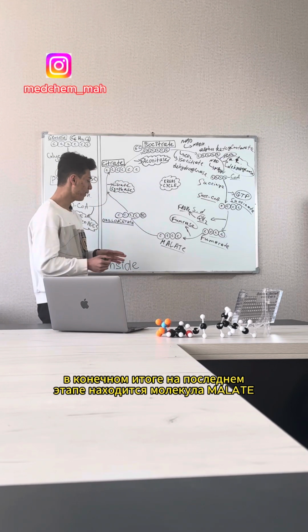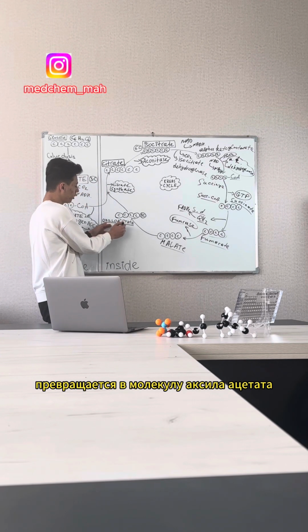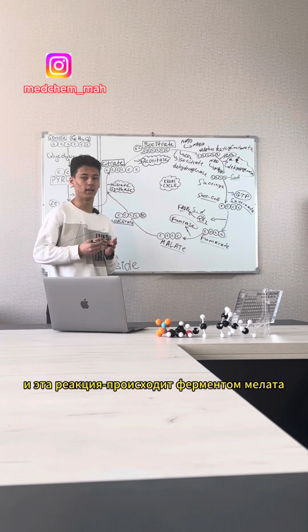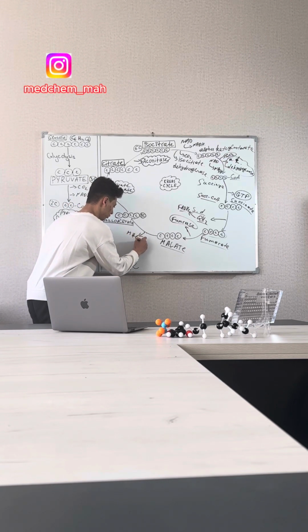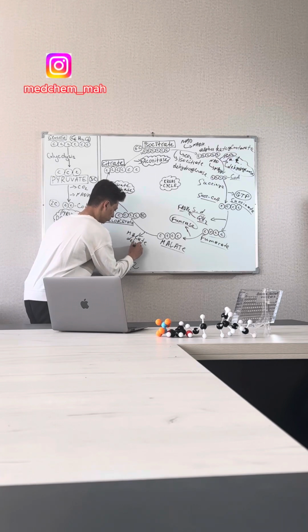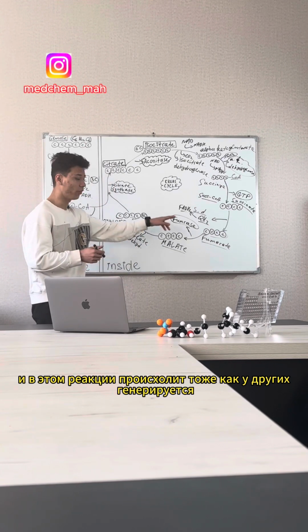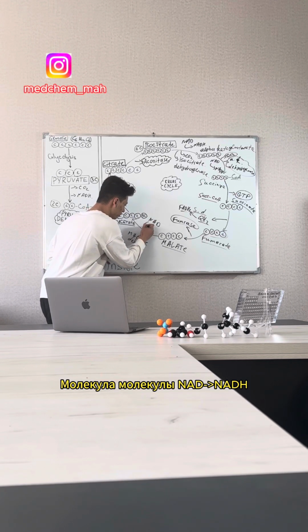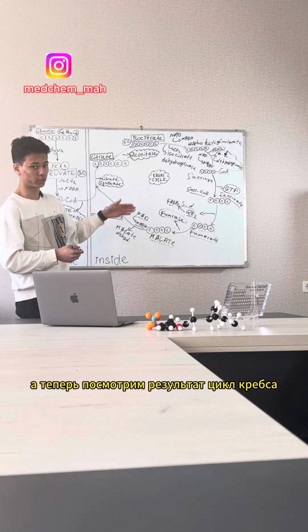Eventually, in the last step, the molecule of malate, which has 4 carbon atoms, is converted into the molecule of oxaloacetate, which also has 4 carbon atoms. This reaction occurs by the enzyme malate dehydrogenase. In this reaction, like the others, an NAD molecule is converted to an NADH molecule. Now let's look at the results of the whole Krebs cycle.